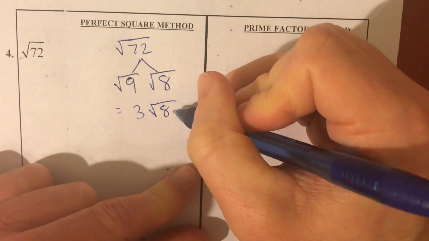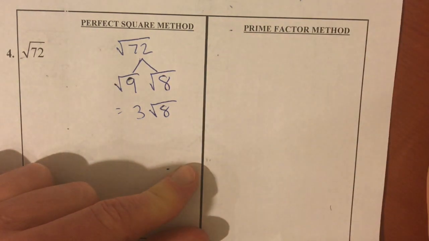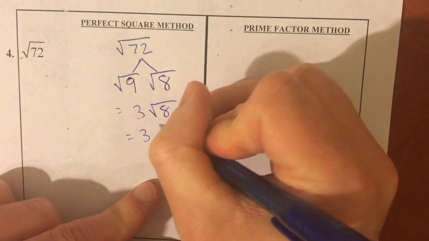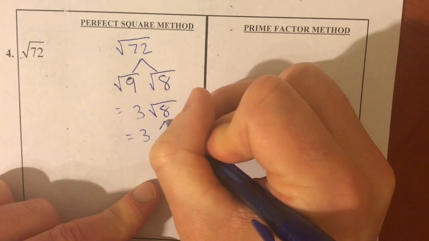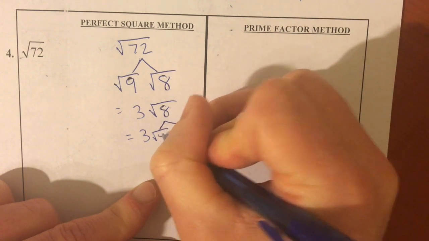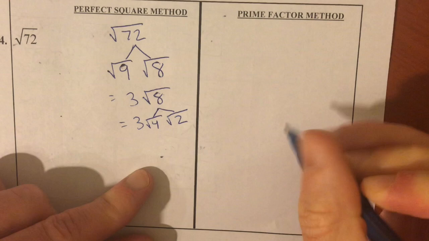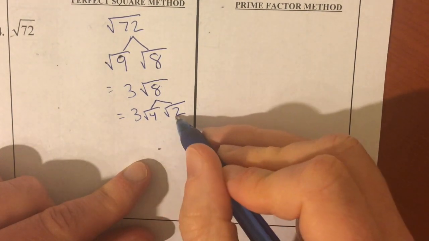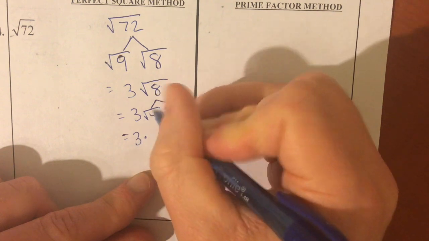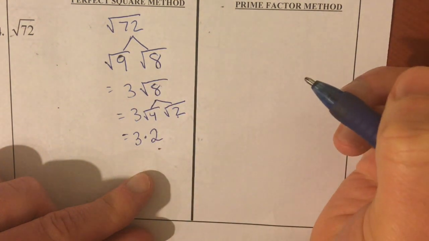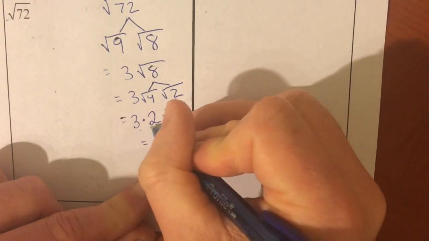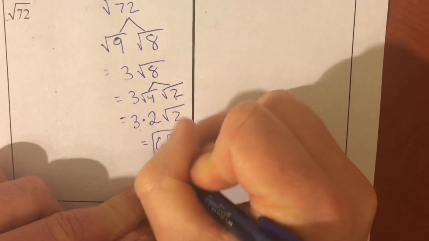But is 8 completely reduced? Any perfect squares go into 8? Yes, 4 goes in. So that means I got to do this again, this two-step reducing, which is okay. Just take your time and do it right. 4 is a perfect square. It goes into 8. 2 is sort of the leftover here. And then what is the square root of 4? The square root of 4 is 2. And now multiply what's on the outside. 3 times 2 is 6, root 2.